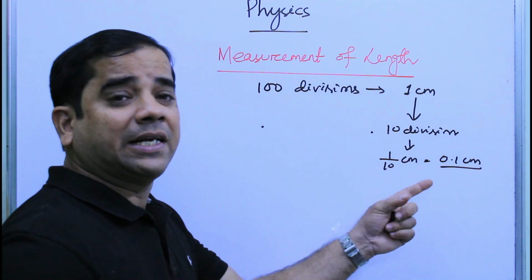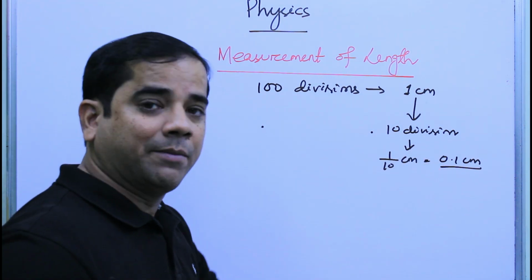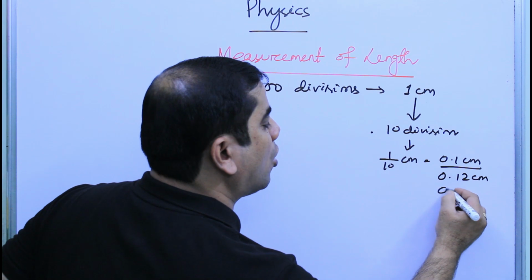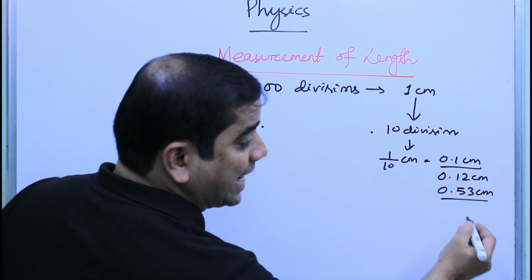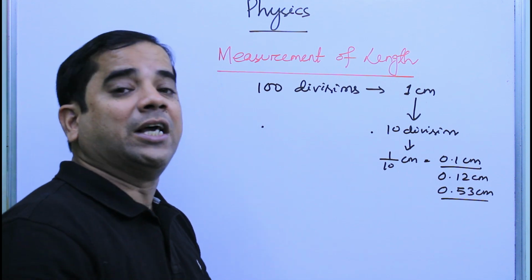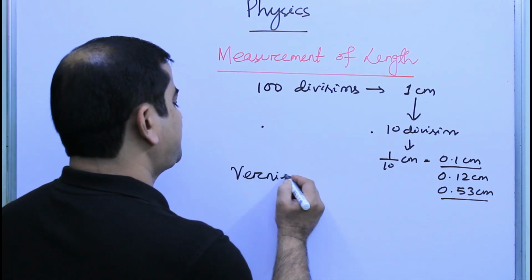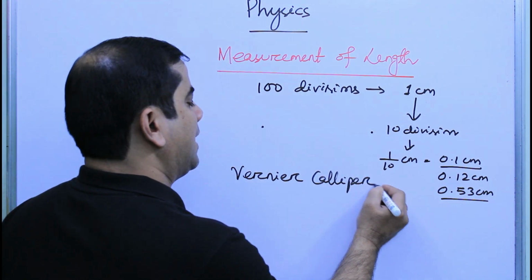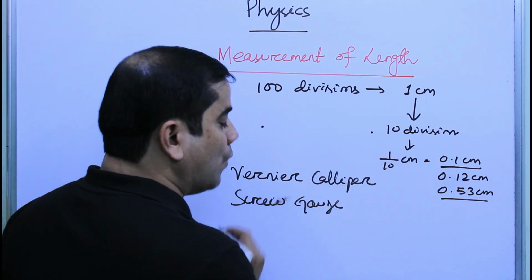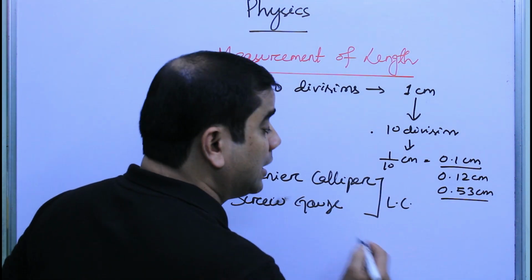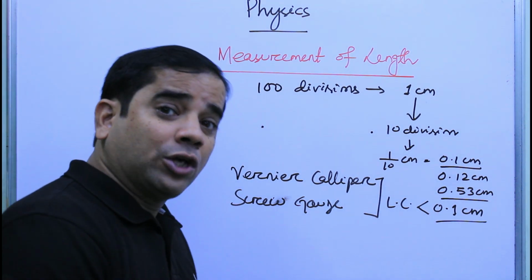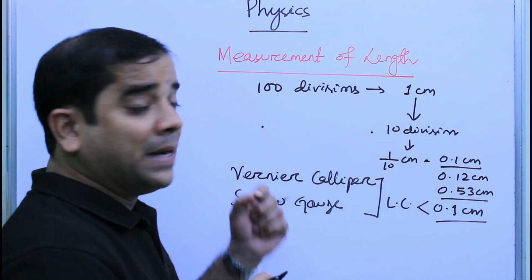So we cannot measure anything that is below 0.1 centimeter. That means we cannot go beyond 1 decimal point. That means we cannot measure 0.12 centimeter or 0.53 centimeter like that. We cannot go for the second decimal point. So the only thing that makes this possible is the use of Vernier caliper and screw gauge. Why? Because they have the least count that is less than 0.1 centimeter. So we can go below 0.1 centimeter or 1 millimeter to measure the length.